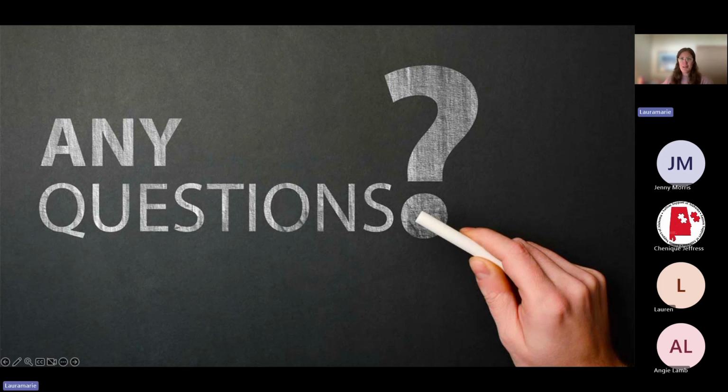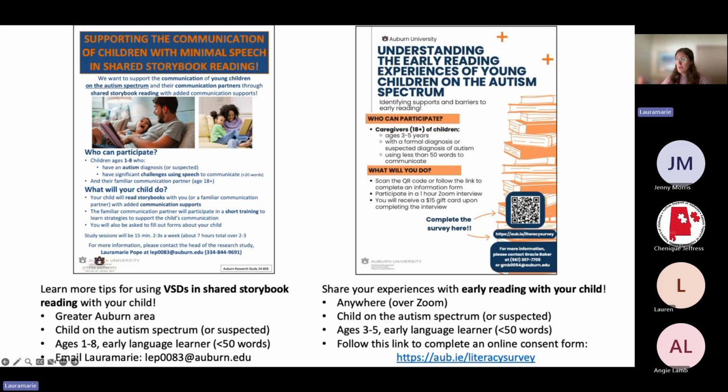Okay, yes, I'll pop to our opportunities for getting involved if any of you are interested. So we have two research studies going on right now. The first is really only in the greater Auburn area because it's in person. But I would say within 45 minutes of Auburn, it is about learning more about how to use these types of visual scene displays in shared storybook reading with your child. So if you live in this area and want to learn more about how to use these storybooks, that's what that study is specifically focused on.